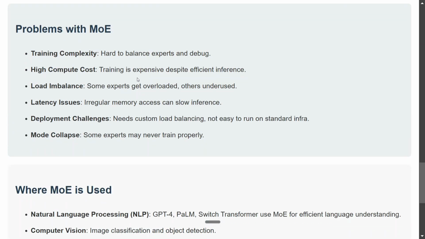There are some disadvantages as well. Training complexity: this is very hard to train. High compute cost: training is expensive because you are making sub modules which are trained on different expertise. Load imbalance: some experts get overloaded, others get underused. For example, if someone is around tonality, in every email you need to mention the tonality, so that expert is always getting used. Latency issues are there, deployment challenges would be there, and mode collapse: some experts may never train properly because of lack of data also.